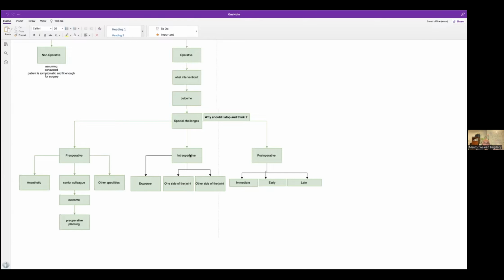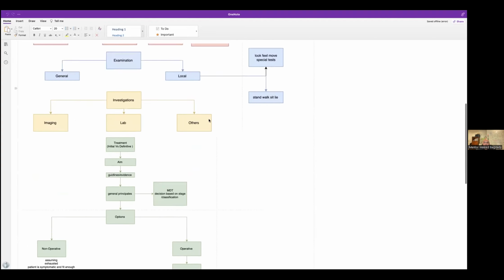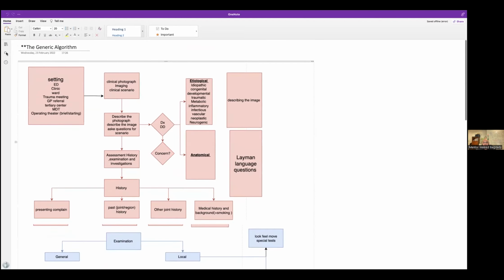Intraoperatively, divide exposure: one side of the joint, other side of the joint. For example, if I'm talking about hip replacement, I will do the exposure, talking about the sciatic nerve. Acetabular side, I will do one, two, three, four. Femoral side, my concern is deformity, sclerotic bone, bleeding, whatever. Post-operatively, I think about complications: immediate, early, and late. That's a very generic algorithm.